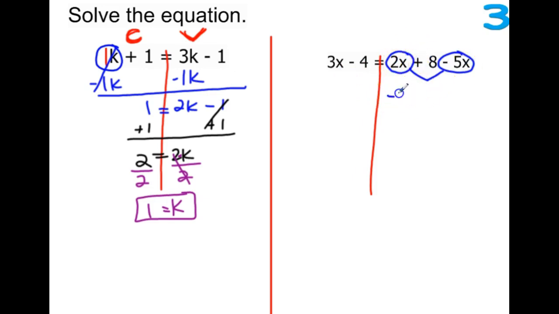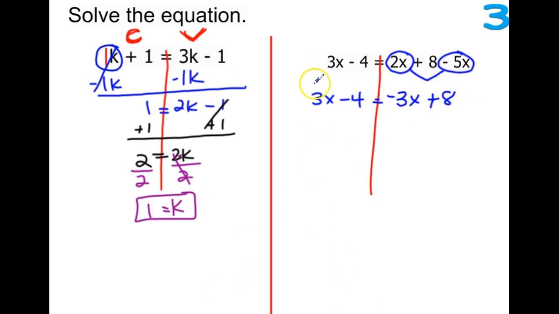2 minus 5 is going to give us -3x. There's more negatives. Then we have plus 8. And over here we have 3x minus 4. So we want all the letters on one side. There's more positive ones over here, so I'm going to put my constants here and my variables on this side. Oopsies, I did that backwards. I want my variables.